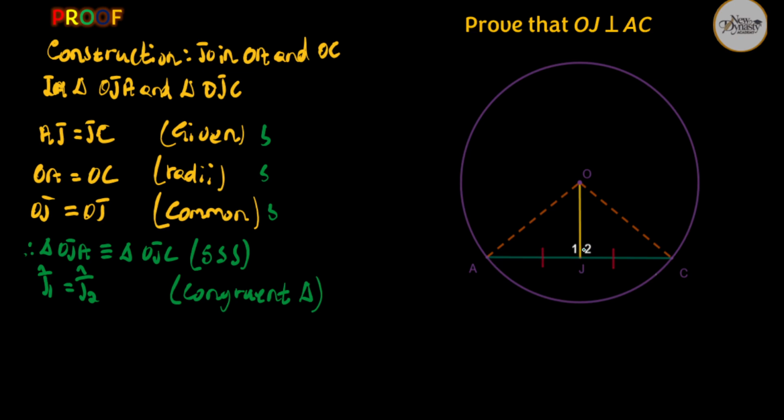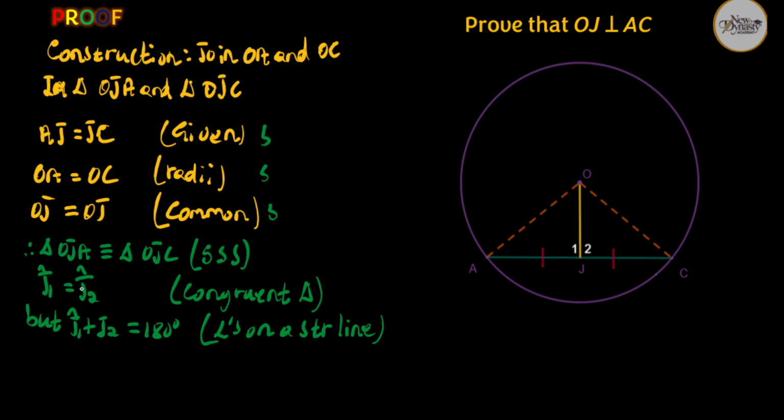But one thing that we see is that J1 and J2 are adjacent angles on straight line AC. And we know that adjacent angles on a straight line add up to 180 degrees. So we are observing now that angle J1 plus angle J2 equals 180 degrees. And what is the reason? These are angles on a straight line. Remember that angles on a straight line are supplementary, adding up to 180 degrees.